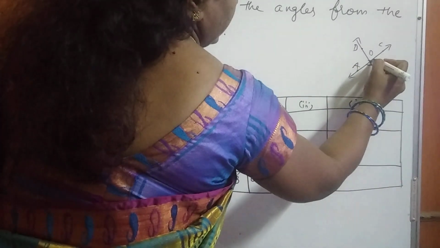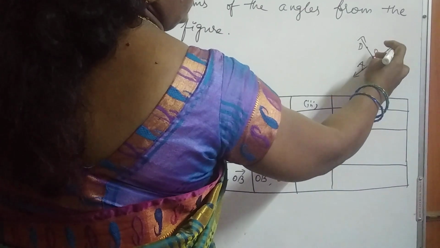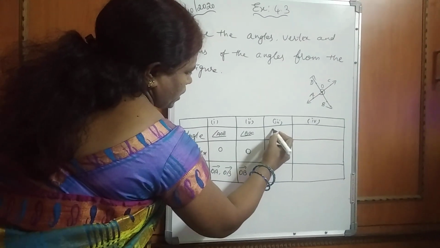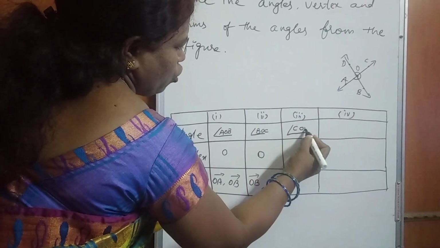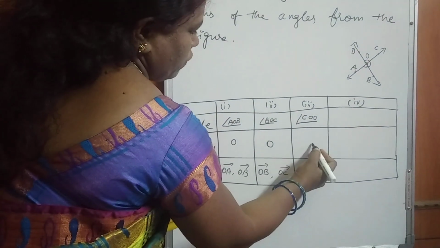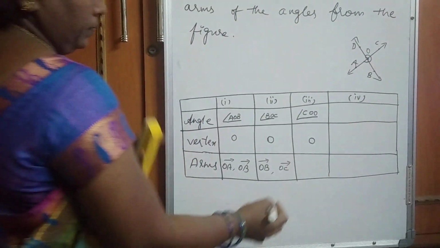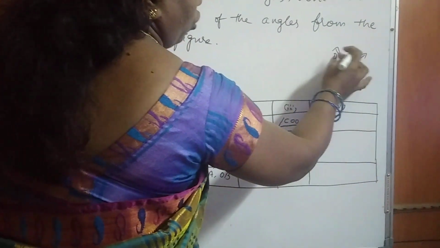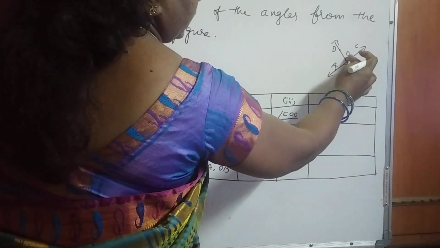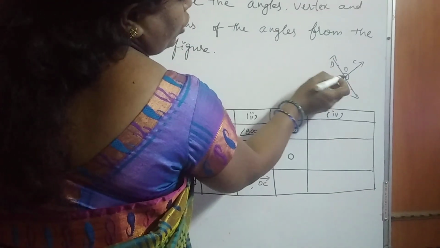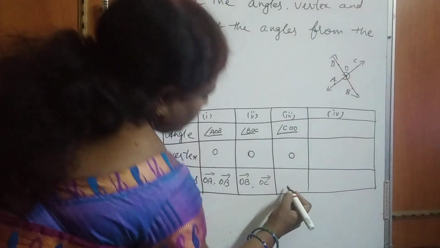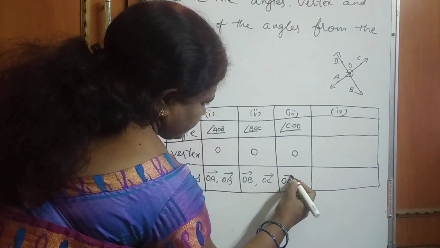Now the third angle is angle COD. Represent the angle properly, children. Angle COD. Now the vertex is O, and for COD, what are the rays? Common vertex is O, and the rays are OC and OD. OC and OD are the 2 rays.